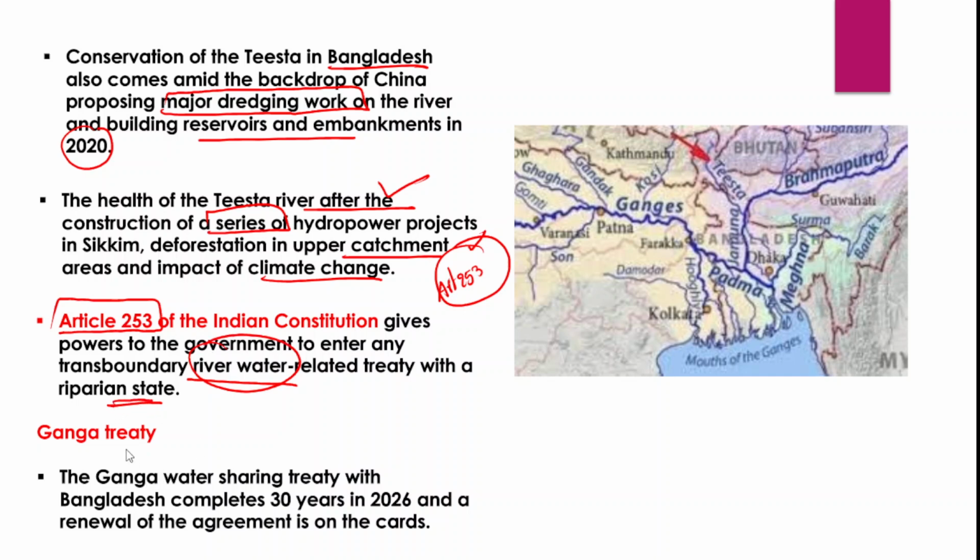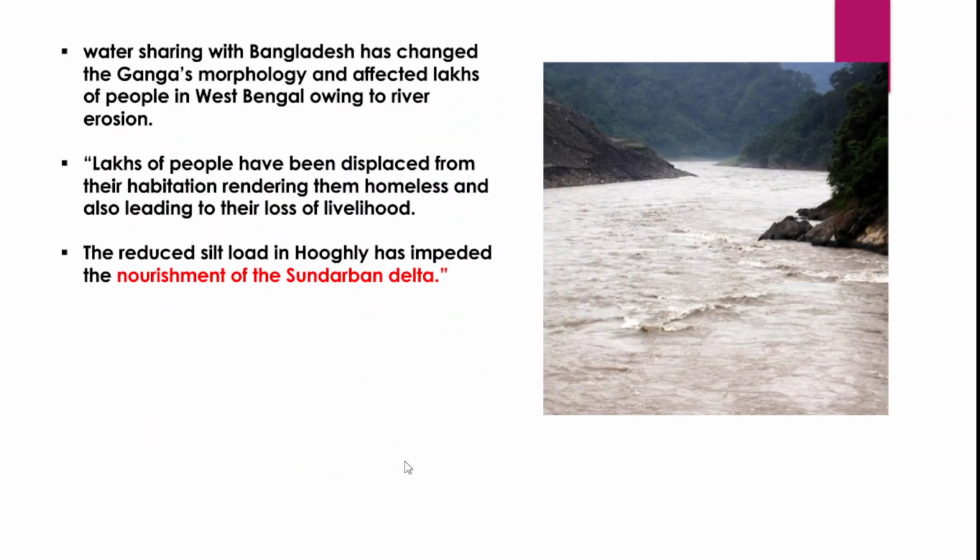Now, the Ganga Treaty. The Ganga Water Sharing Treaty with Bangladesh completes 30 years by 2026. Remember, it was signed in the year 1996. It would complete 30 years by 2026, and a renewal of the agreement is also on the cards, right? Water sharing with Bangladesh has changed the Ganga river's morphology, and it also affected lakhs of people in West Bengal owing to the river erosion. Lakhs of people were displaced from their habitation, rendered homeless, and also lost their livelihoods.